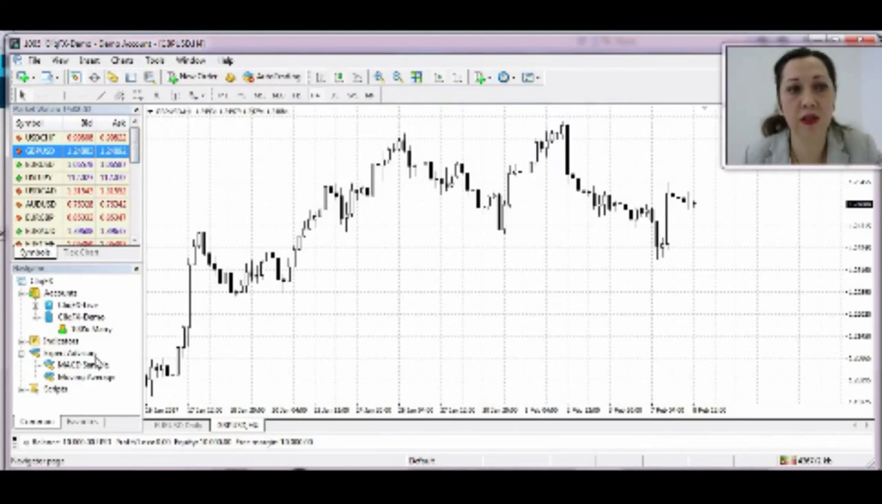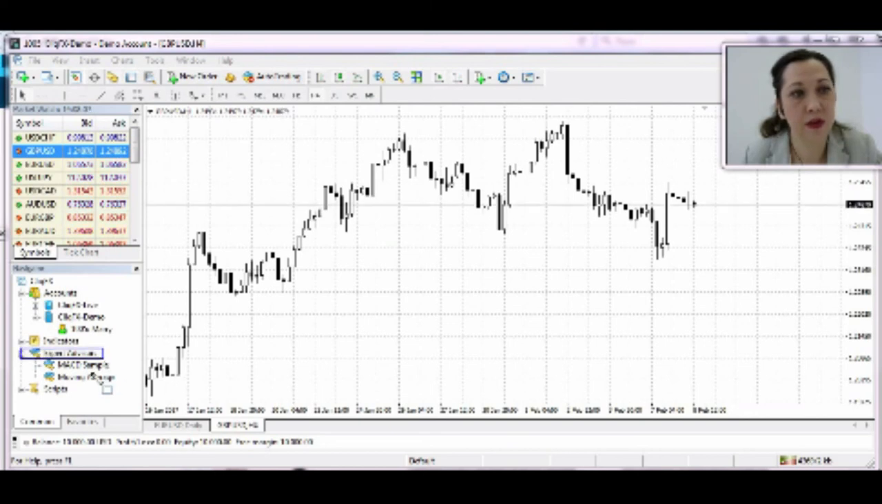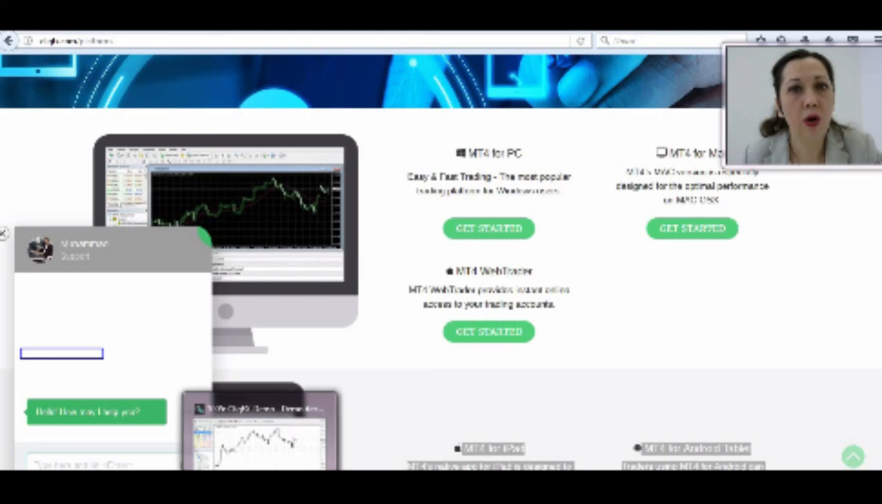So Indicators, Expert Advisors. I will show you. Here it is, Expert Advisors. So here we have two examples that MT4 is giving for us to trade, MACD Sample and Moving Average. So these are robots also, you can use them in your trading. And when you download your robots, you will see them here. You just click and launch them. Nothing is very difficult.